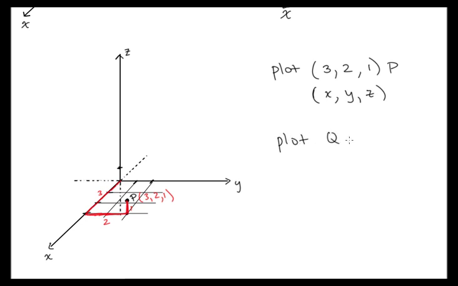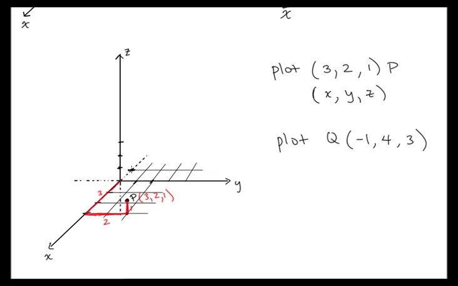Let's plot point Q, and that'll be, say, (-1, 4, 3). So -1 tells us we're going to start by moving backward 1 unit. Then we're going to have to move over in the y direction 4 units, and then up 3. So again, I'm going to put in some grid lines to make it a little bit easier to see. So I'm going to start by going backward by 1 unit. So I'm going to start by going here.